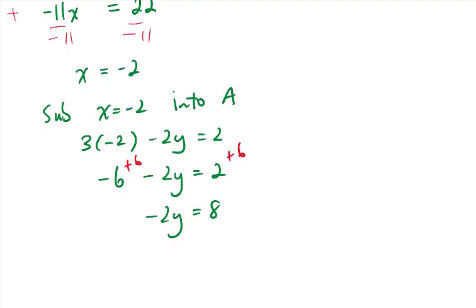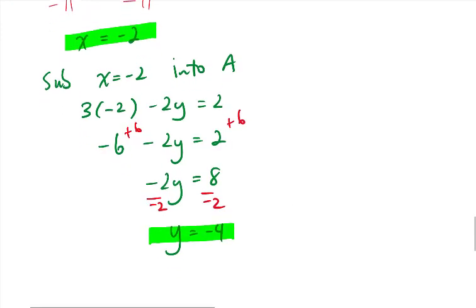I'm then going to divide both sides by negative 2. And that's going to give me y equals negative 4. So we see that the point of intersection is going to be x equals negative 2, y equals negative 4. So therefore, (x, y) equals (negative 2, negative 4).